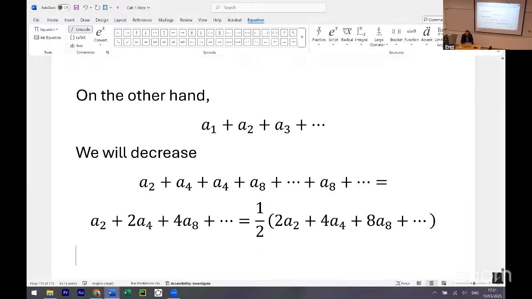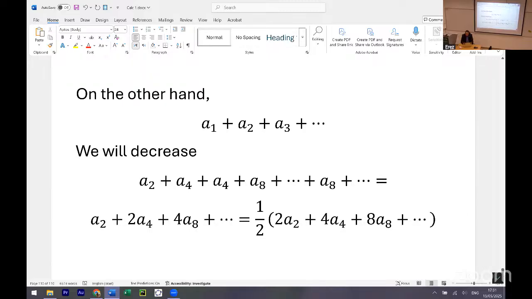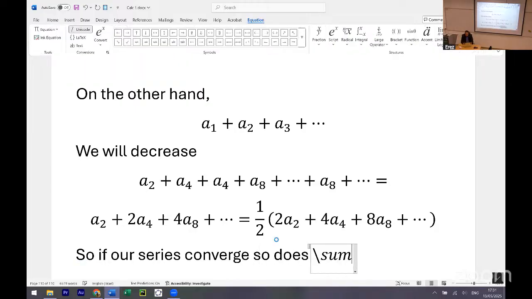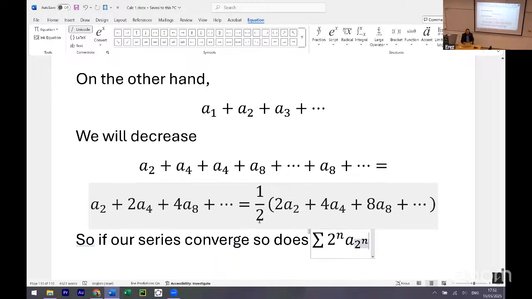So our series is larger. So if our series converges, so does this one, it's a BFF. And we proved both directions. Before we've seen that because half of it is converging, then obviously it's converging as well. So that's the main thing without all the details, but that's the main idea.